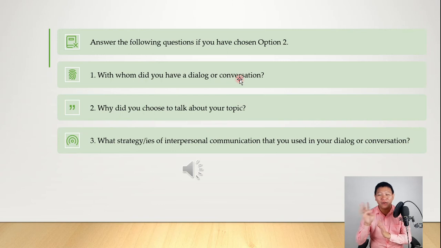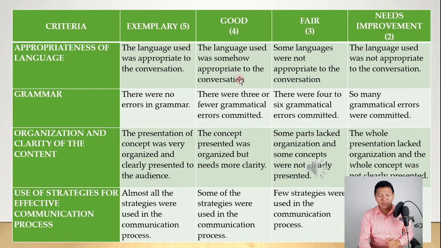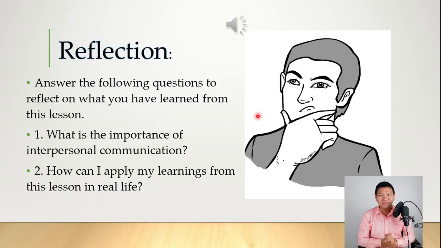You have 9, remember? And this will be your criteria, the rubric for your output. So if you want to get high grade, you have to go to the exemplary column. Okay, just have to read it and understand it. Follow it. This will be your guide in your output. And last part, reflection. Very important. Don't miss this one in your last.